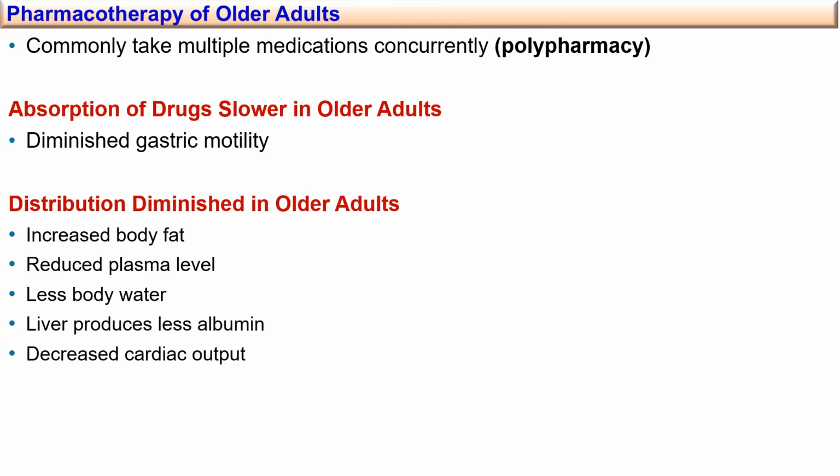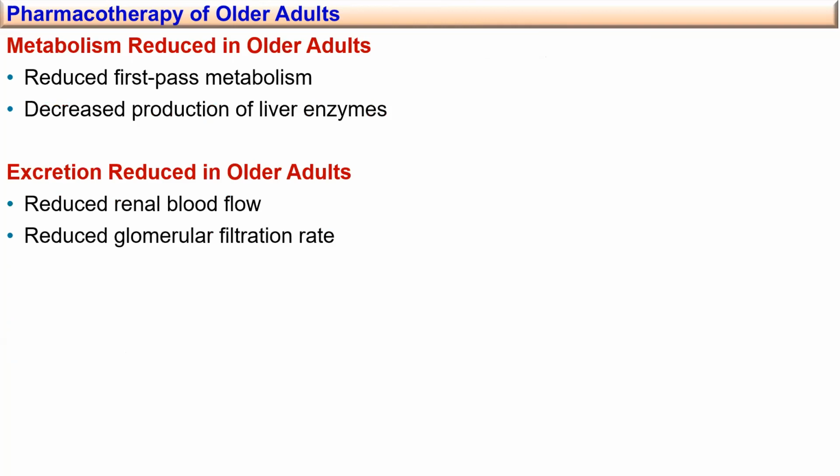Which results in decreased plasma protein binding ability and an increased level of free drugs, which results in increased potential for drug-drug interaction. As less drug will be bound to protein, more will be freely floating in the bloodstream, and there is decreased cardiac output.